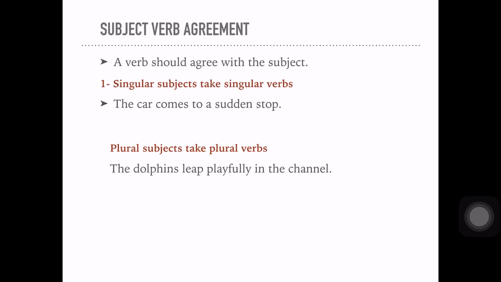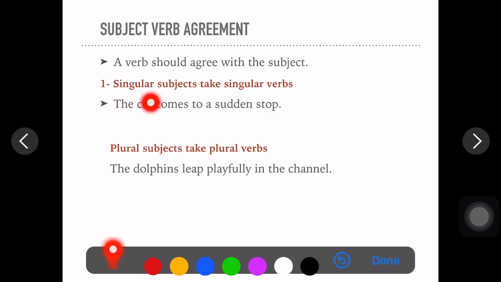A verb should agree with the subject. We have two rules. Number one, singular subjects take singular verbs. For example, the car comes to a sudden stop. The car here is a singular subject, so the verb must agree with the singular subject, and it's going to be comes. Number two, plural subjects take plural verbs. The dolphins leap playfully in the channel. The dolphins here is a plural subject, so the verb also must agree with the plural subject, so it's going to be leap.